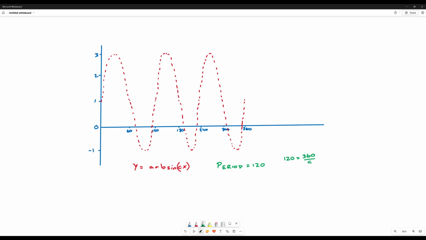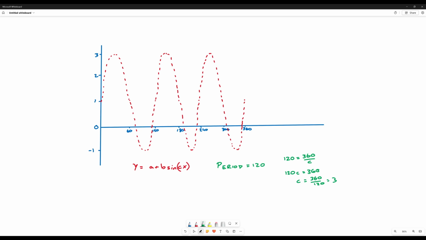If you do maths shenanigans there, you multiply on both sides by C, I'll do it out the long way. You get 120C is equal to 360. Divide both sides by 120, you get 360 over 120. Which is 3, by the way. I didn't really highlight that. So C is 3. We know what C is.